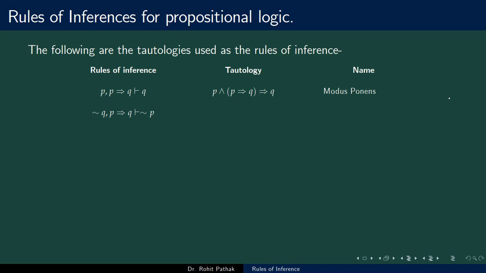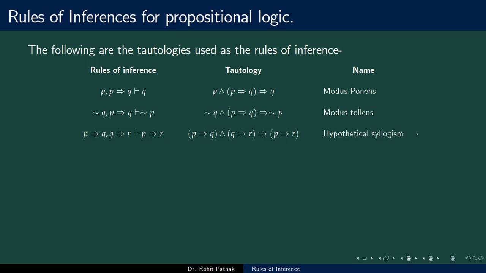Second is negation Q and P implies Q, which give the conclusion negation P. This is a tautology, and you can verify it. This is called modus tollens. There are other rules of inference. P implies Q and Q implies R give the conclusion P implies R, because this is a tautology. You can prepare a truth table and verify. This is called hypothetical syllogism.